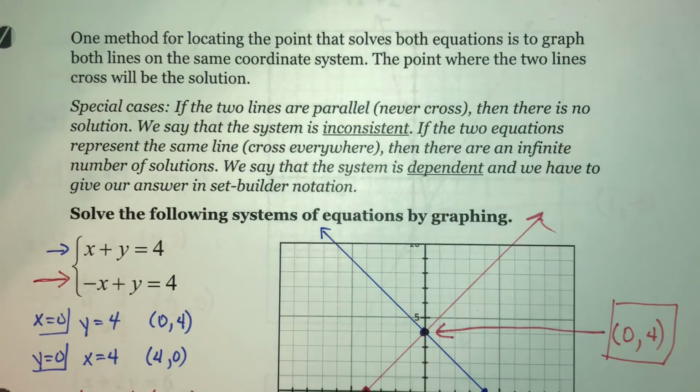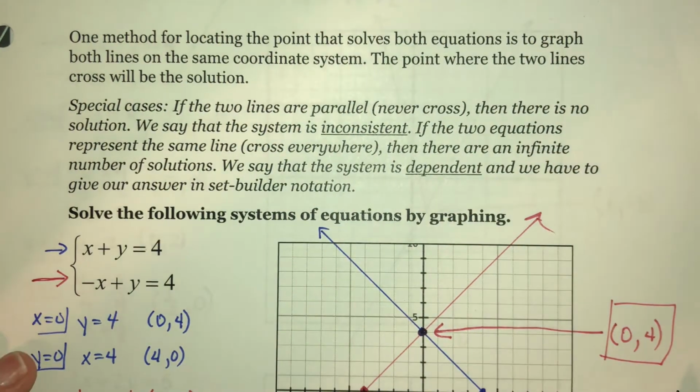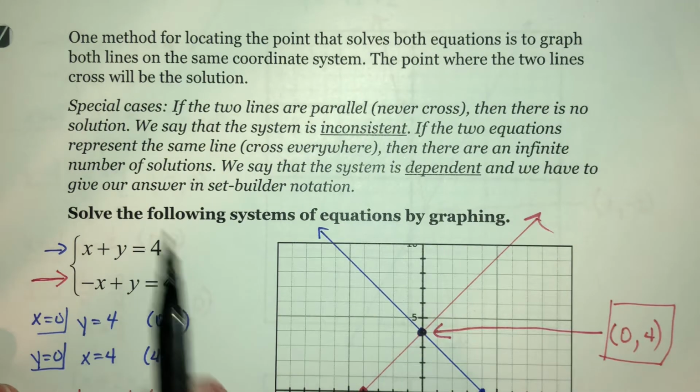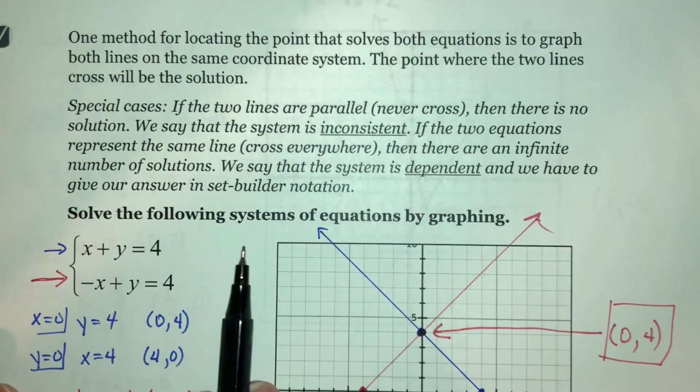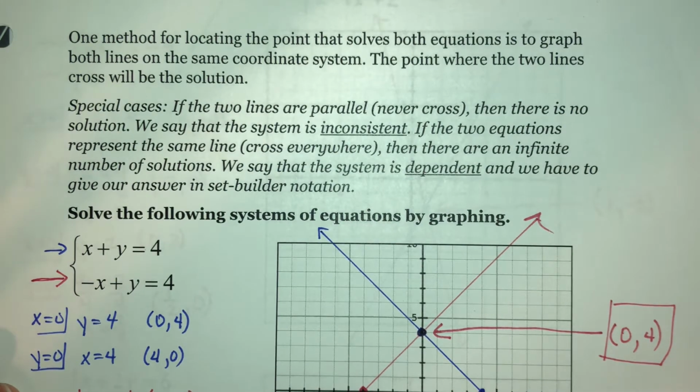This is part 2 of section 4.1. We were talking about solving systems of equations, and we were talking about, in theory, how we can solve them by graphing. And now I spell it out. One method for locating the point that solves both equations is to graph both lines on the same coordinate system. The point where the two lines cross will be the solution.